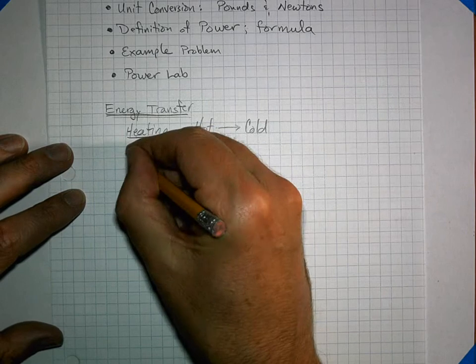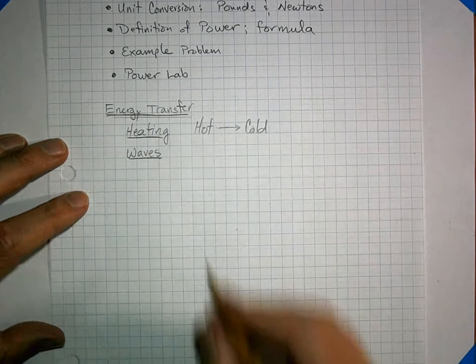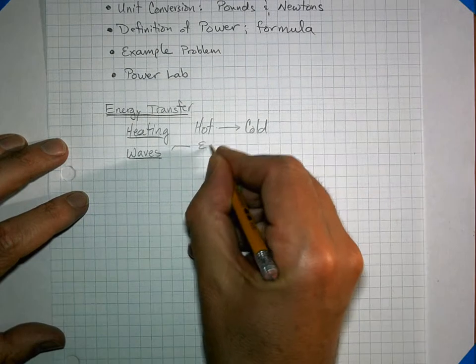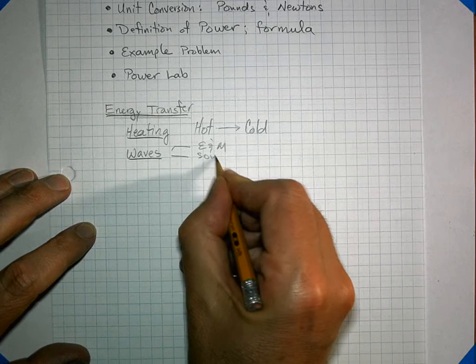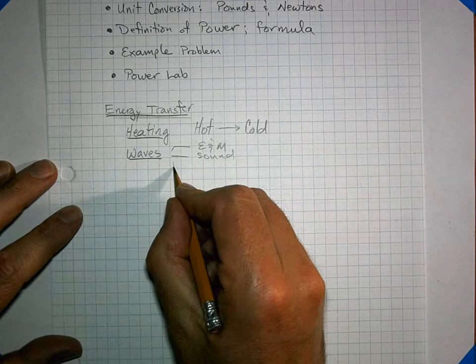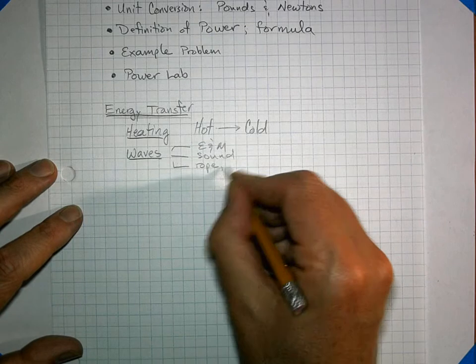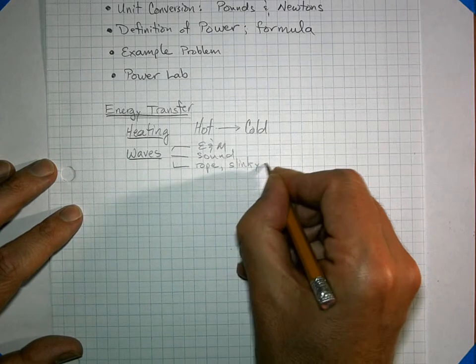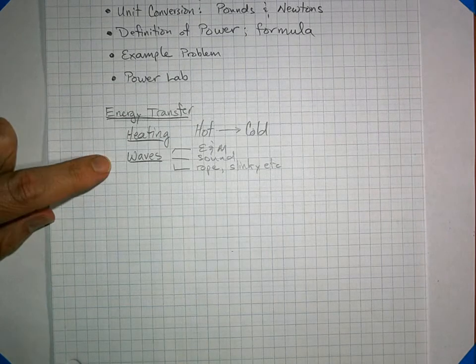Then we also talked about waves, and there are different kinds of waves. We talked about electromagnetic waves, I'll just say E&M. Okay, we talked about sound. Sound is a way of transferring energy through material, through a gas or a solid or a liquid. And then there's lots of other kinds, like if I'm sending a wave through a rope or a slinky or any kind of material, I'm transferring energy from one place to another. And we are going to talk about waves.